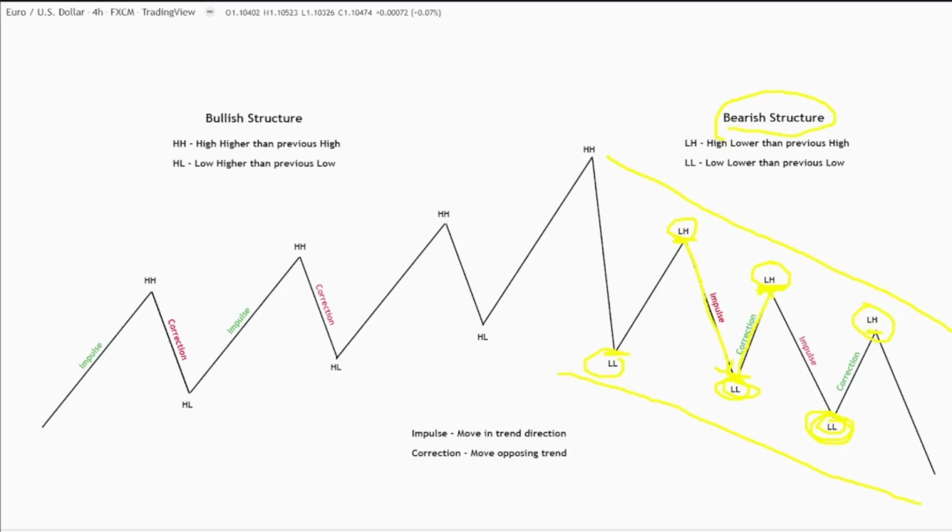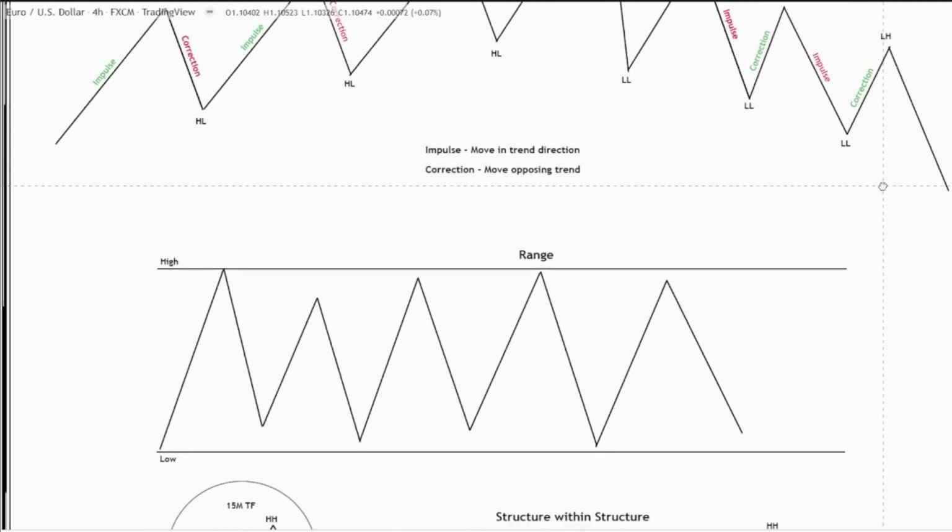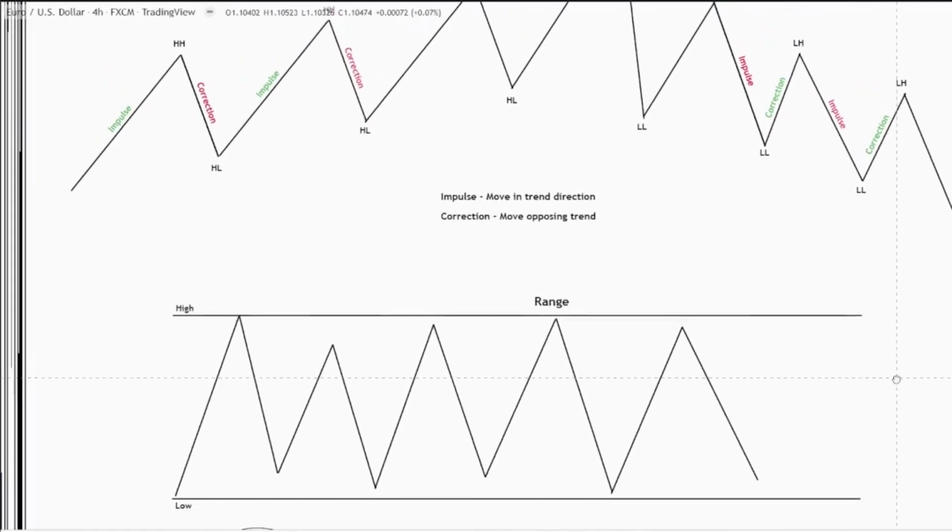Now let's go on and talk about a ranging market. Now a ranging market is a market that looks something like this, right?